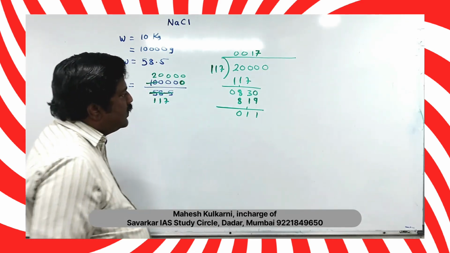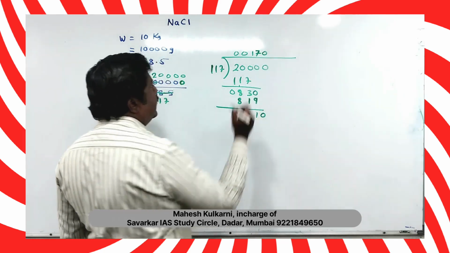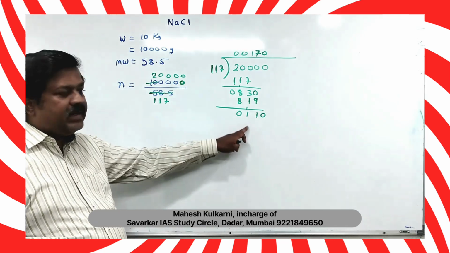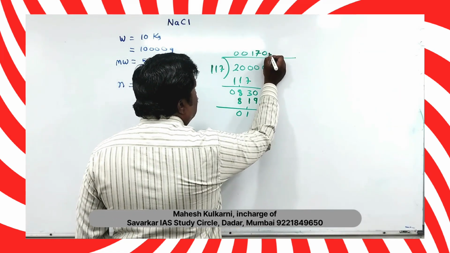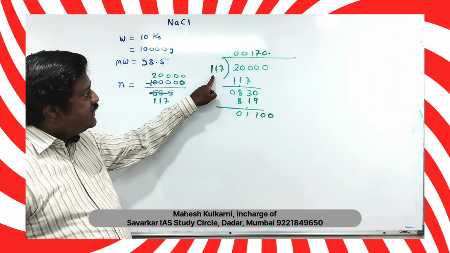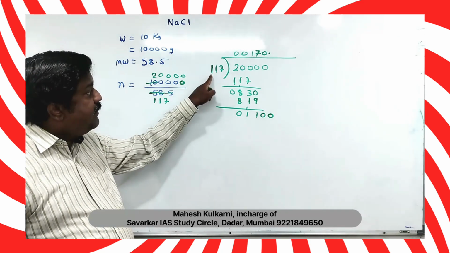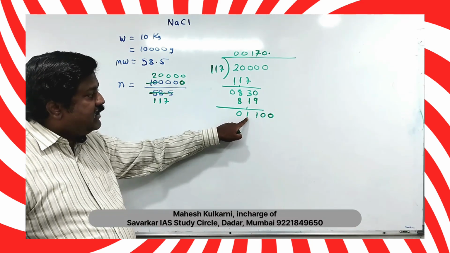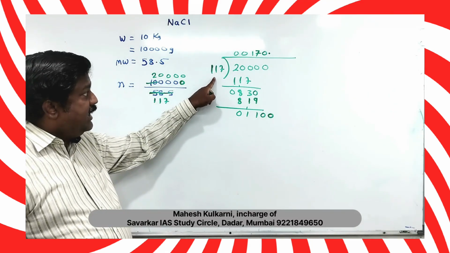Now I have to take one more 0, which is already available, but I can't divide because this is greater than this. So that will be the end. Now I have to put a decimal and take one more 0. Now it's obvious that if I am multiplying by 10, then this will be a very huge figure. So I have to try with 9.